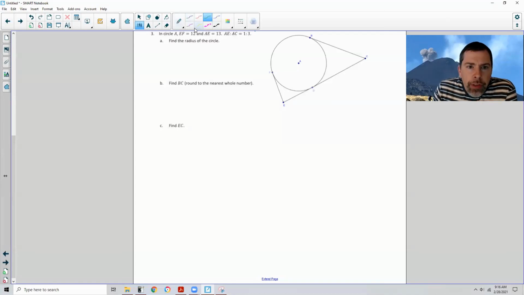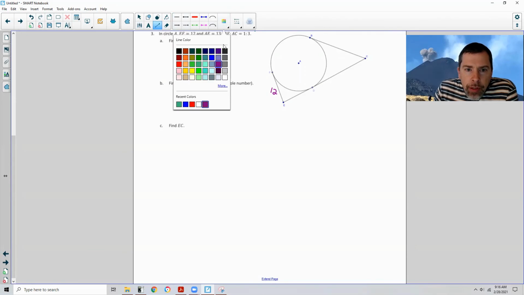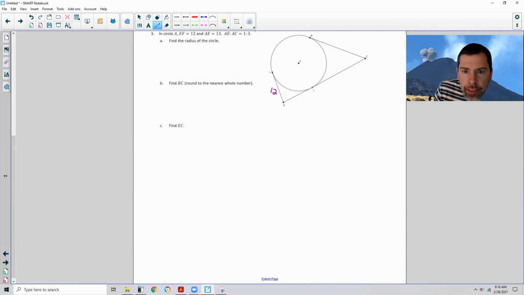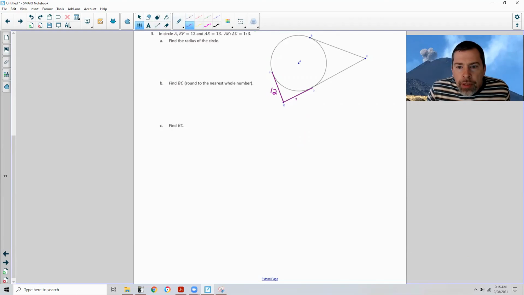Number 3. Let's use purple this time. In circle A, EF is 12. That's right here. That is a tangent. So let me point that out to you using purple and a little bit thinner. So EF is right there. That is a tangent. Well, there's another tangent that goes right there to another point of tangency D, because if I drew AD, it'd be a radius, and if I drew AF, it'd be a radius. So this over here is 12, because of our proof on page 1.